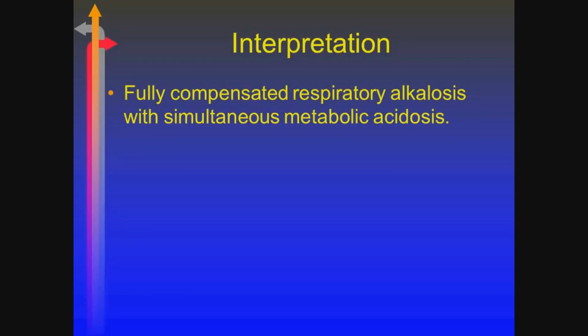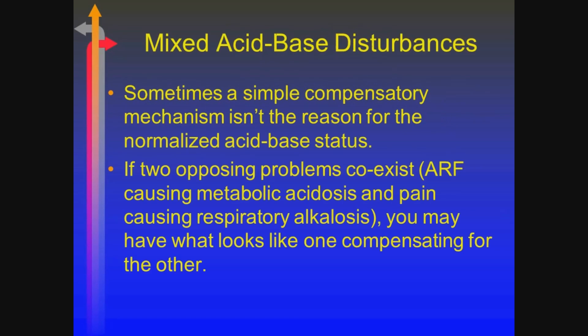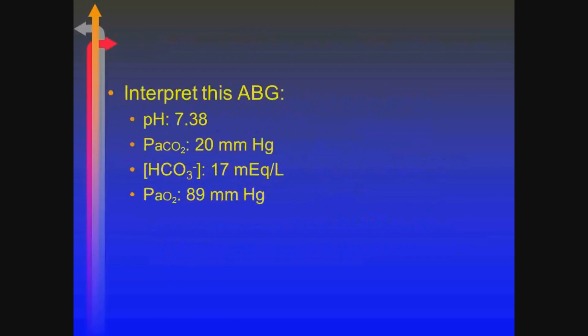The compensatory mechanism doesn't fully answer the question. Again, sometimes it's a mixed problem that is present. If two opposing problems coexist, say I've got acute renal failure causing a metabolic acidosis and pain causing a respiratory alkalosis, going in opposite directions is going to look like a normal blood gas as far as the pH is concerned. But really, there's two problems simultaneously there.